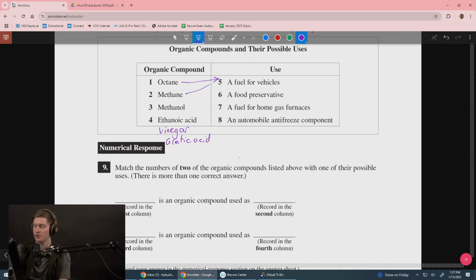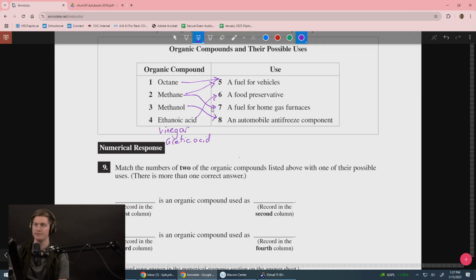Methane technically could also be used as a fuel for vehicles, and methanol is an additive that is sometimes used in fuel. Usually it's ethanol as a fuel additive. Methanol is used as antifreeze most often. I'm just drawing arrows that the ones that first came to me. Methane is also used as a fuel for home gas furnaces. That's a main component of natural gas. Usually it's methane and ethane.